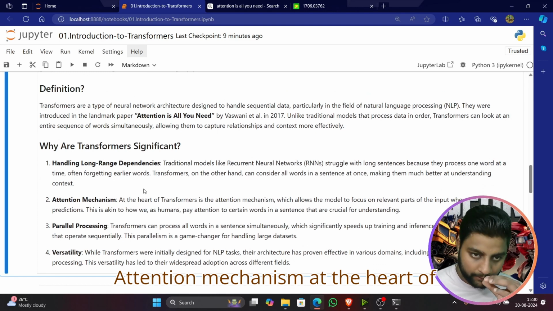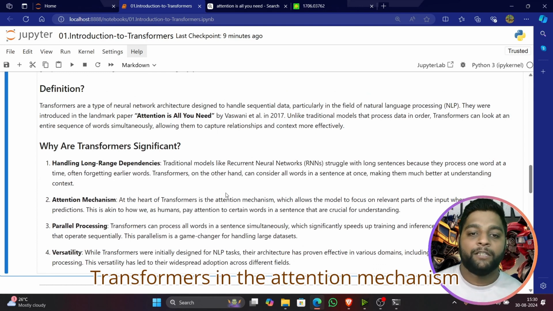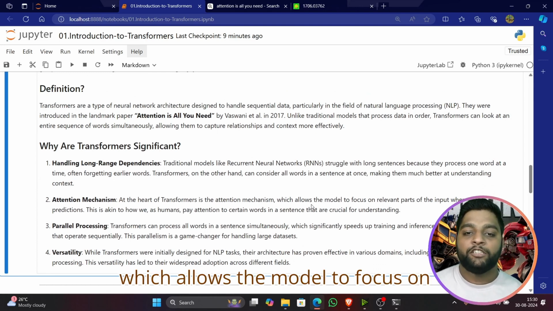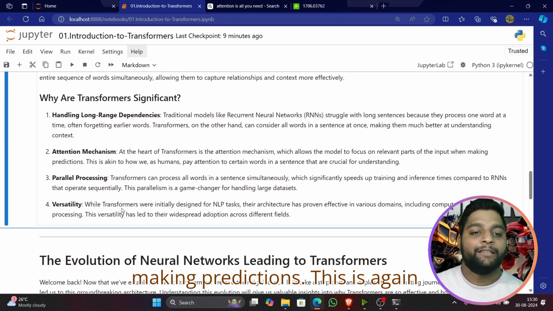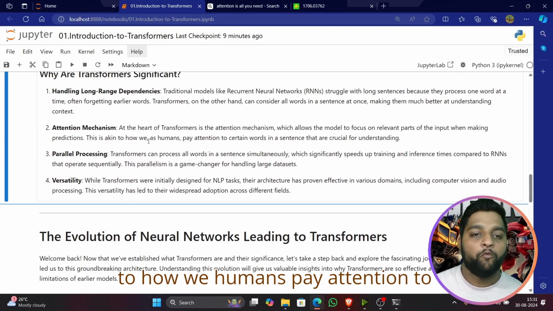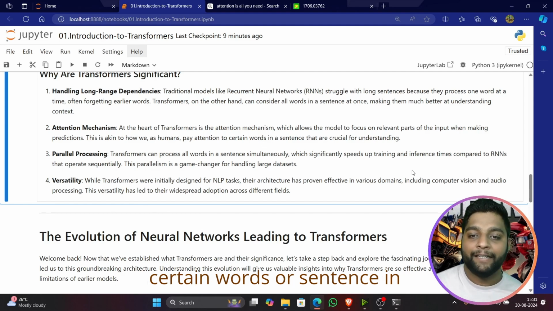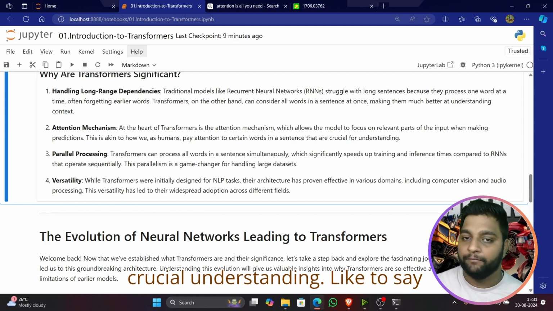Attention mechanism. At the heart of transformers is the attention mechanism, which allows the model to focus on relevant parts of the input when making predictions. This is akin to how we humans pay attention to certain words or sentences for crucial understanding.